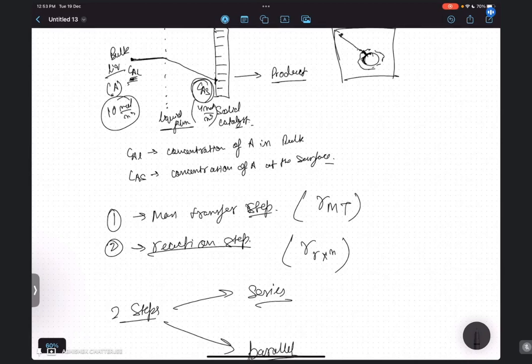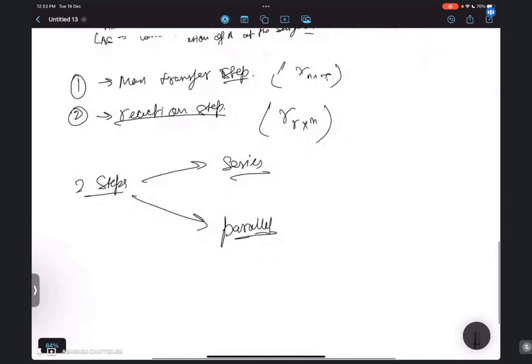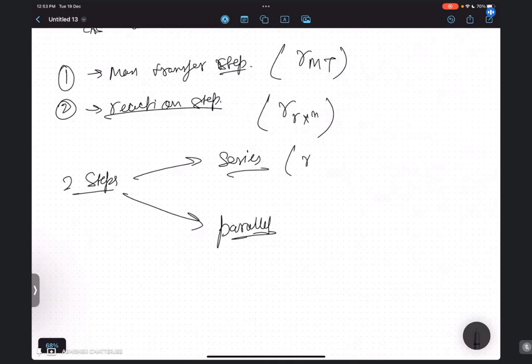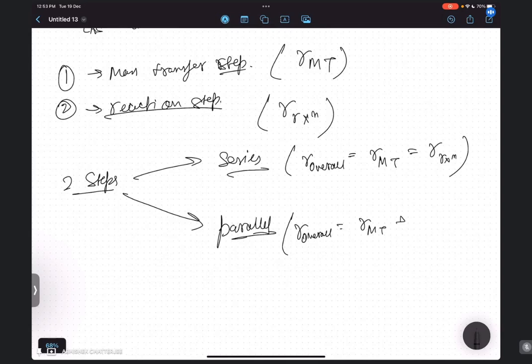The reactant A that has reached the catalyst surface will participate in the reaction and form our product. If it is a series reaction, then we say that the overall rate of the entire heterogeneous reaction, R overall, will be equal to R mass transfer, which in turn is equal to R reaction. If it is parallel, then R overall will be equal to R mass transfer plus R reaction.